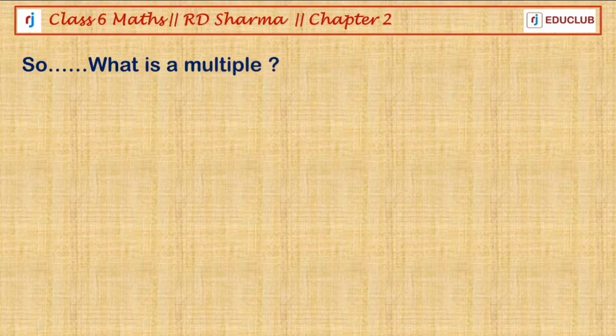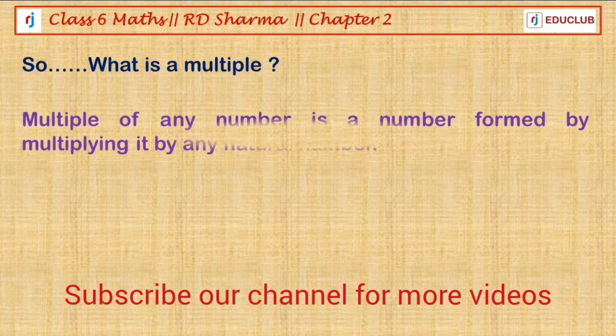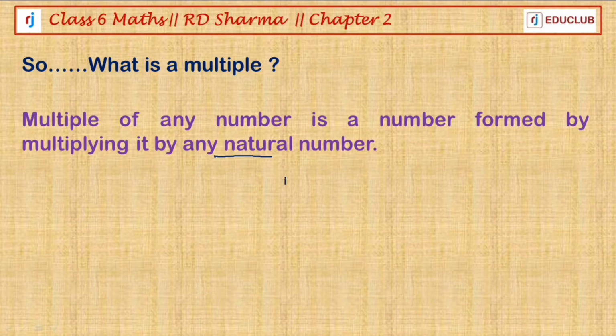So what is a multiple? A multiple of any number is a number formed by multiplying it by any natural number. We can multiply it by any natural number from 1 to infinity to get a multiple of the number.